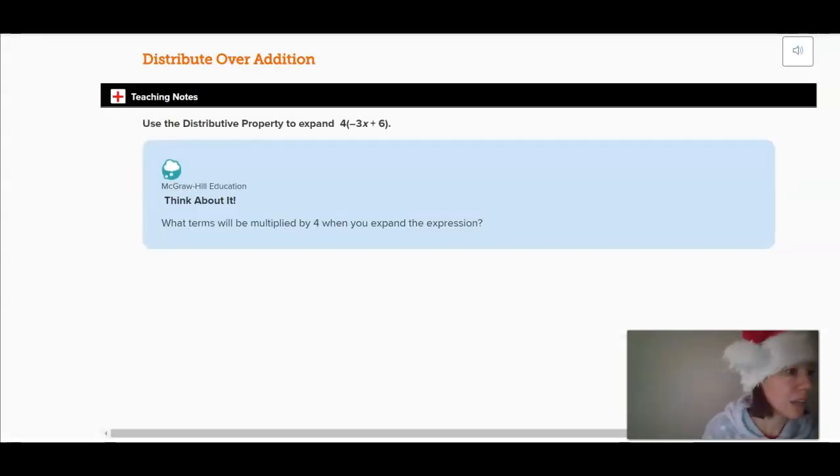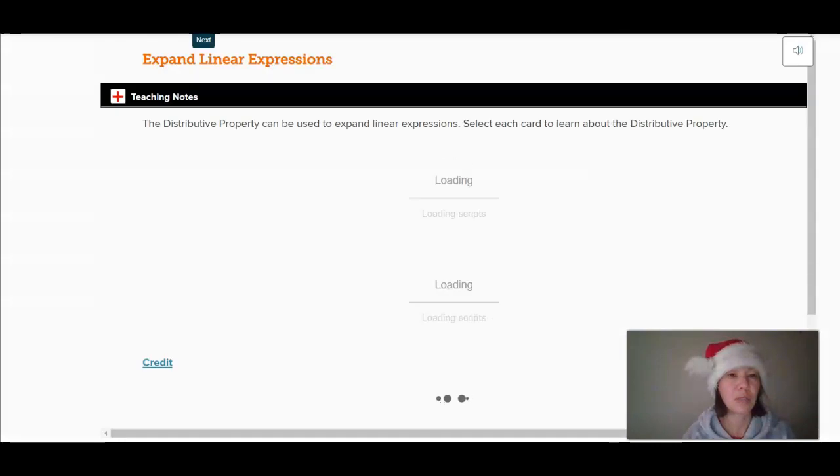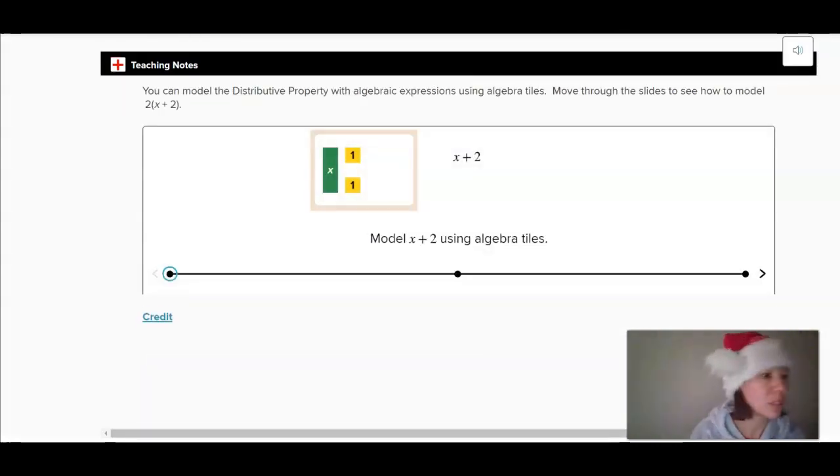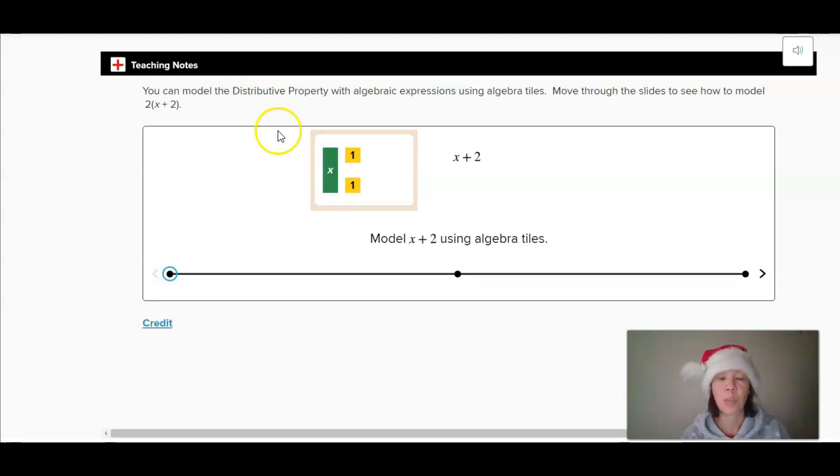And this is on page 237. So if you want to go to page 237, there's a few boxes you can fill out in the middle of 237. Now we can model using algebra tiles, which we're going to look at in class probably in a couple of days, not necessarily for this section. But if I want to model x plus 2 using algebra tiles, then here's x and here's 2 ones. So 1 plus 1 is 2.